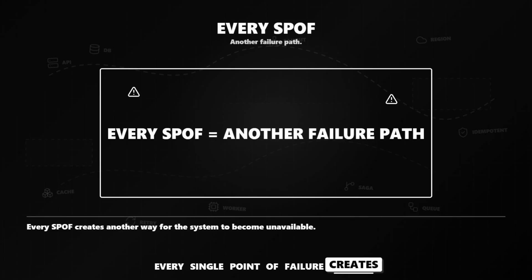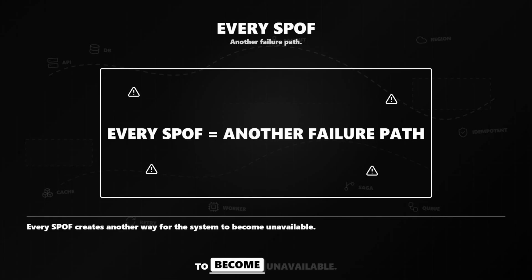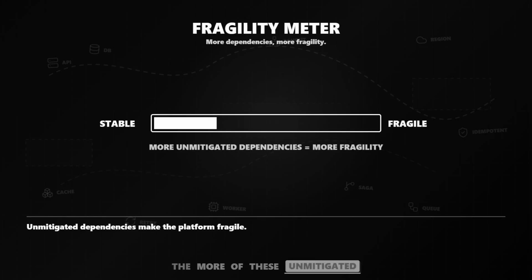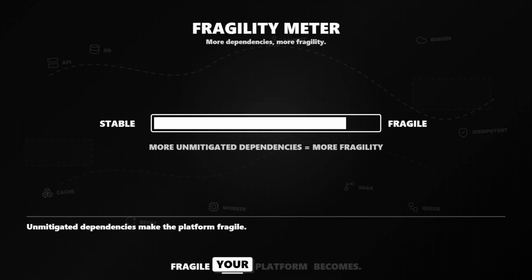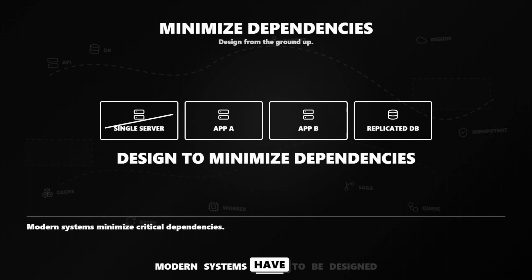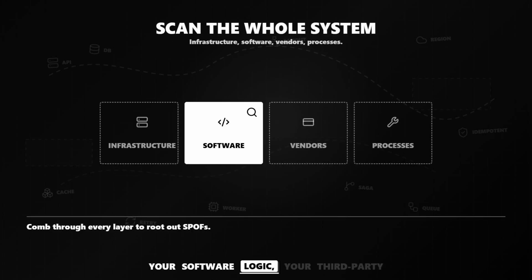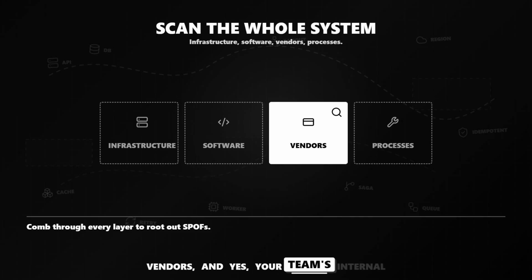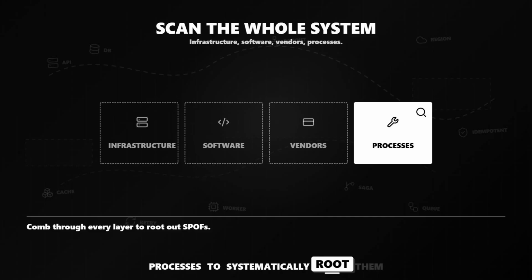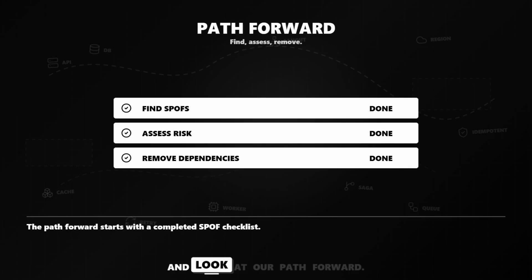Every single point of failure creates an additional way for your system to become unavailable. The more of these unmitigated dependencies you have, the more fragile your platform becomes. Modern systems have to be designed from the ground up to minimize these critical dependencies. You've got to comb through your infrastructure, your software logic, your third-party vendors, and yes, your team's internal processes to systematically root them out. So let's wrap this up and look at our path forward.